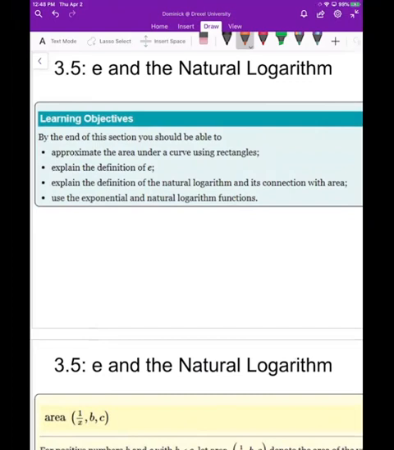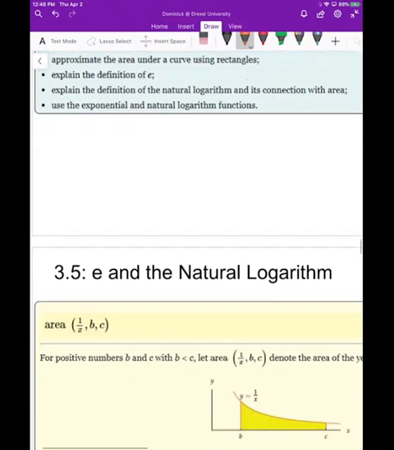Okay, so we're going to talk about a way of looking at the area between a curve and the x-axis, and we'll talk about how to approximate that first with rectangles. Then we'll talk about what the definition of e is related to that concept, and then we'll talk about how the natural log relates to that. Then we'll use that to wrap up by talking about what the exponential and natural logarithmic functions are.